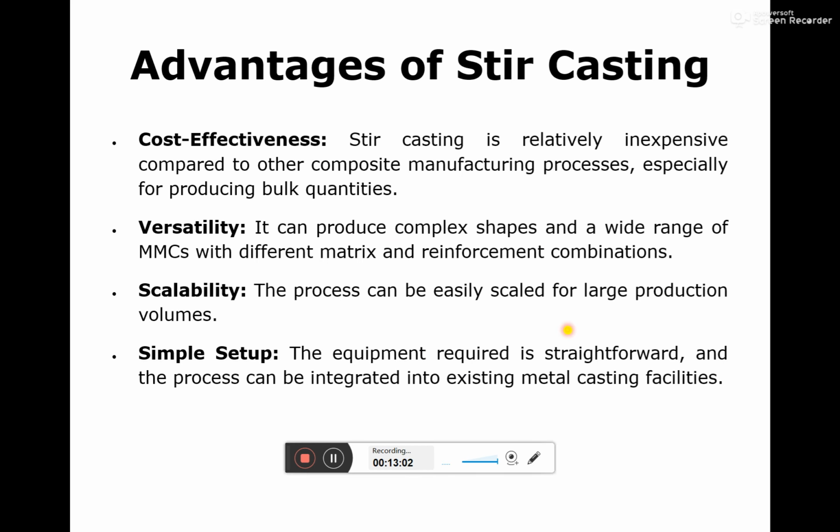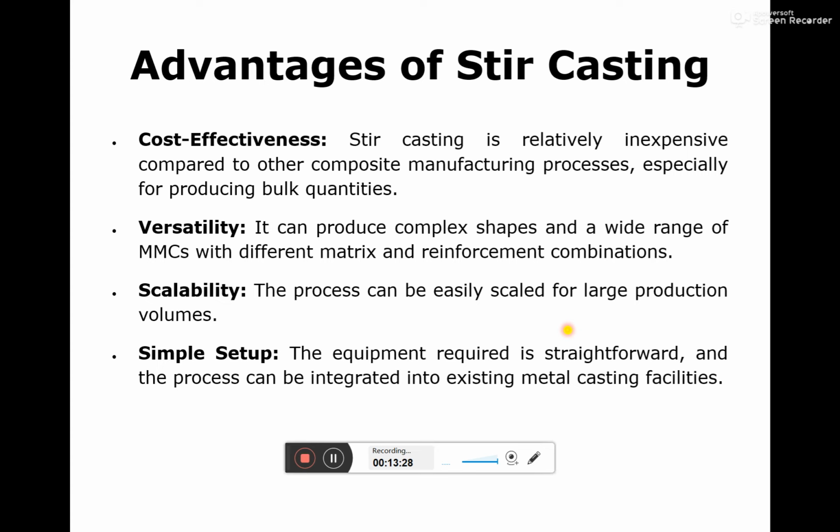Okay, and what are the advantages of the stir casting process? Mainly, I already mentioned that it is a very cost effective process. It is inexpensive, a very low cost process when compared to other manufacturing techniques like powder metallurgy. The setup required is not that costly, and it is versatile.